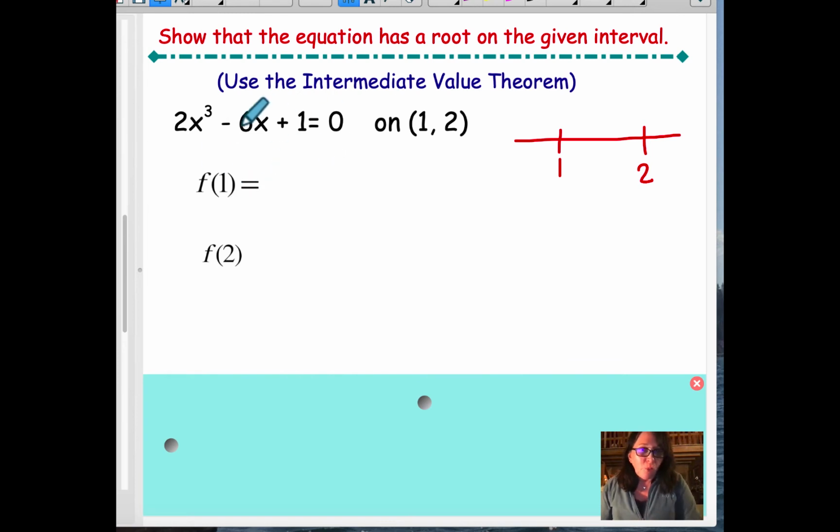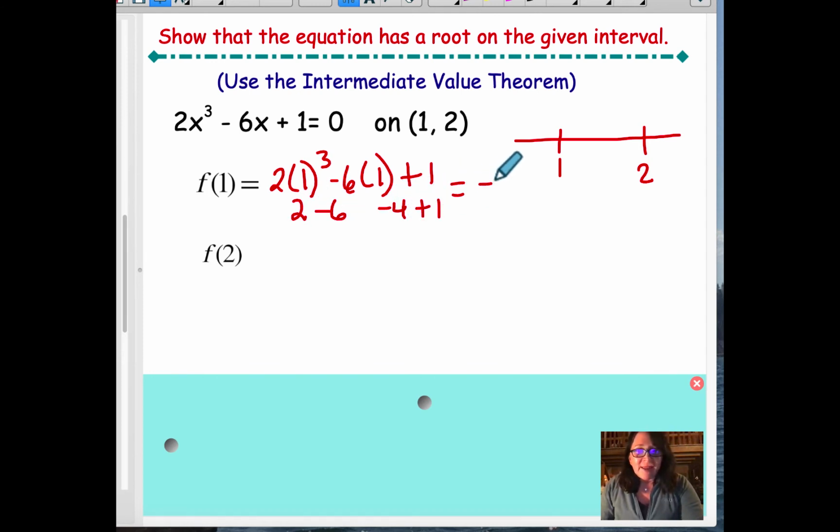That's my intermediate value theorem. So we're going to plug in 1. So we get 2 times 1 to the third power minus 6 times 1 plus 1. So 1 to the third power is 1, times 2 is 2. 2 minus 6 is negative 4. Negative 4 plus 1, I get negative 3.